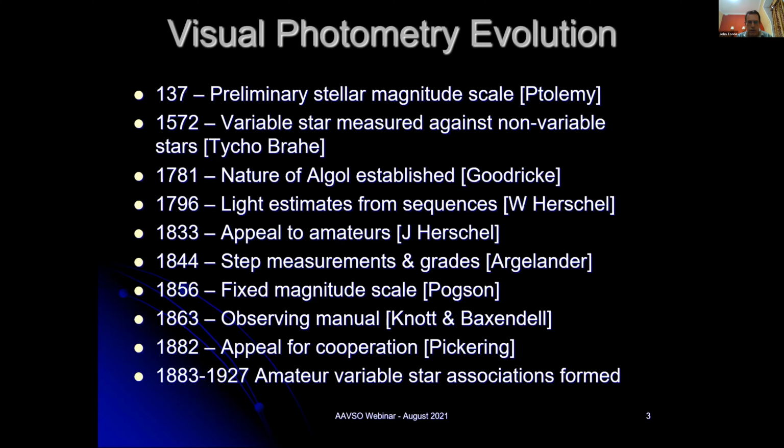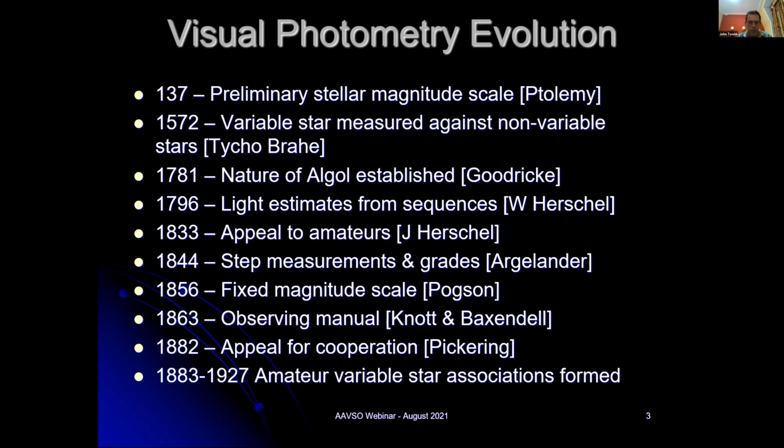Moving further on, William Herschel developed a method of estimating brightness through sequences, which eventually led to how we undertake visual photometry today. In 1833, his son, John Herschel, made an appeal to amateurs to undertake visual photometry. And then in the mid-19th century, Argelander did a lot of work on variable stars and introduced the step measurement process for measuring the brightness of stars and allocating grades.